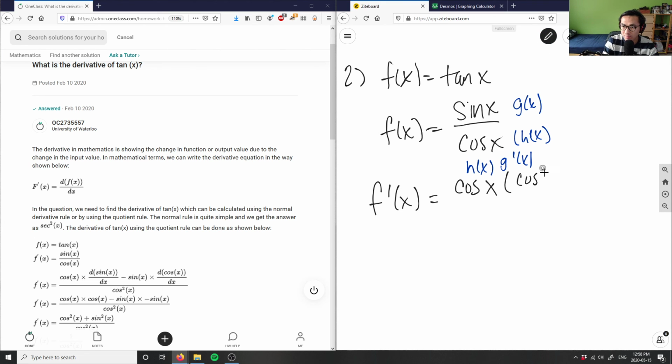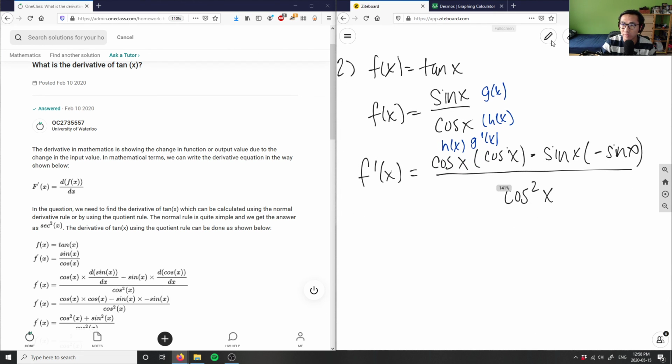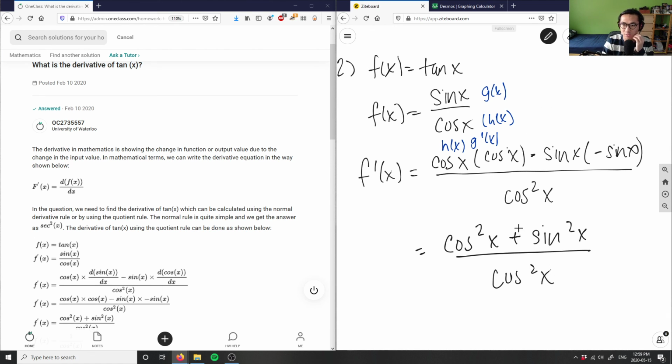So I would say cos x again, minus g of x, which is sine x, times the derivative of cos x, which is negative sine x, all over cos squared x, that is h of x squared. And this is our quotient rule for the derivative. I can clean this up: these two combined equal cos squared x, minus negative sine squared x, so plus sine squared x, all over cos squared x.